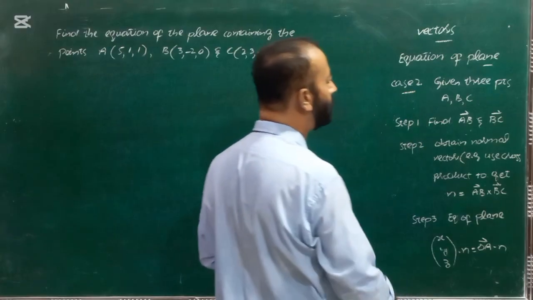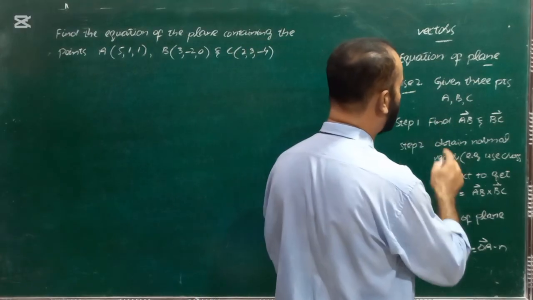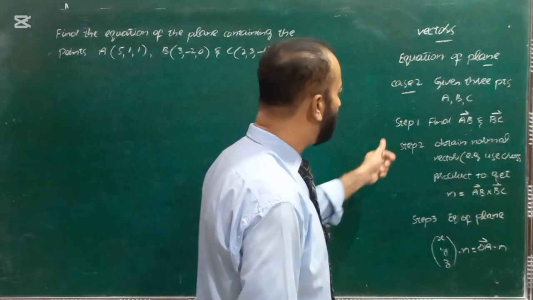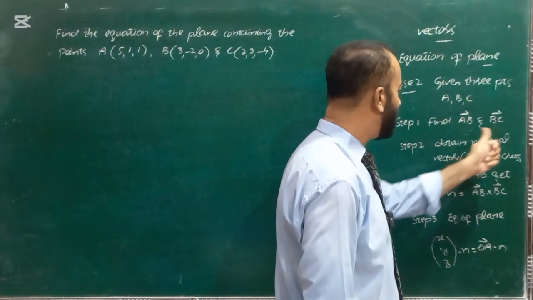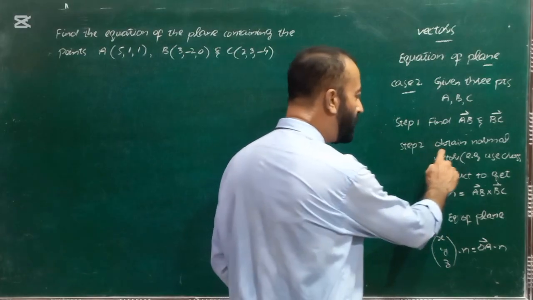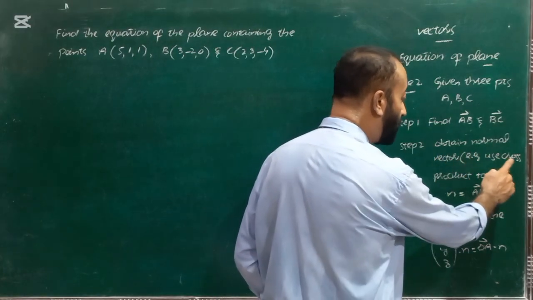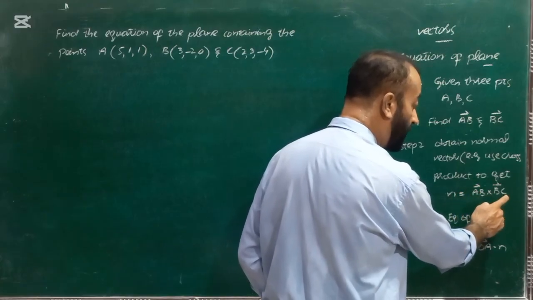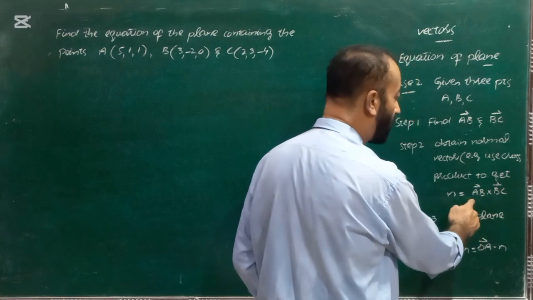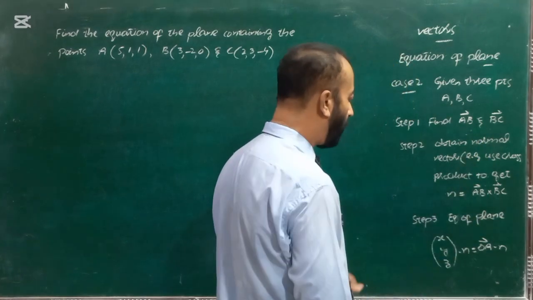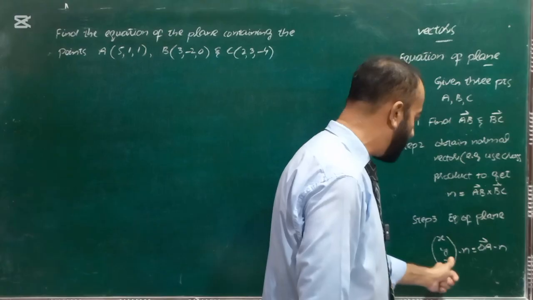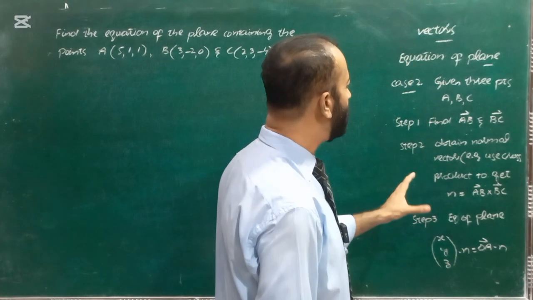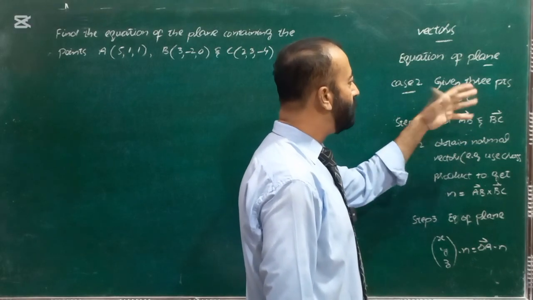Here is case number 2. For finding the equation of the plane, case number 2 is you will be given 3 points A, B and C. The procedure will be, first you will find the AB vector, then the BC vector. Step 2, obtain the normal vector. For example, using the cross product to get n is equal to AB cross BC. So you will find the cross product of two vectors. And finally, the equation of the plane will be x, y, z dot n is equal to OA dot n. So this will be the procedure when 3 points will be given and you will be required to find the equation of the plane.